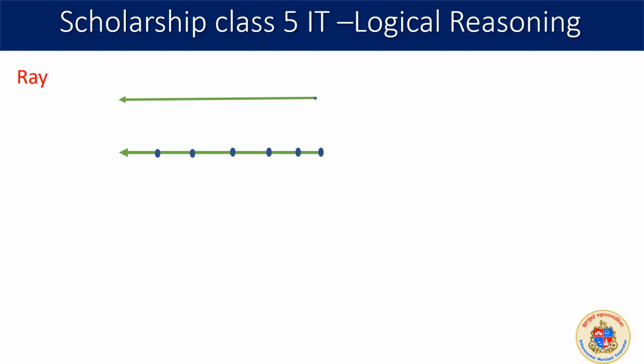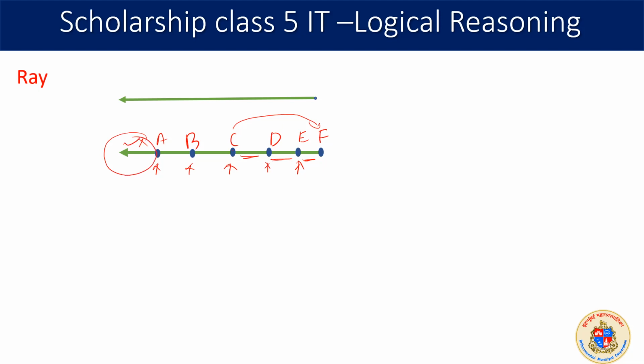But if you put points like this, the ray can be divided into segments. If I name these A, B, C, D, E and F, we can say that EF is a segment, DE is a segment, CD is a segment, CF is a segment, but this part is not a segment because there is an arrowhead.